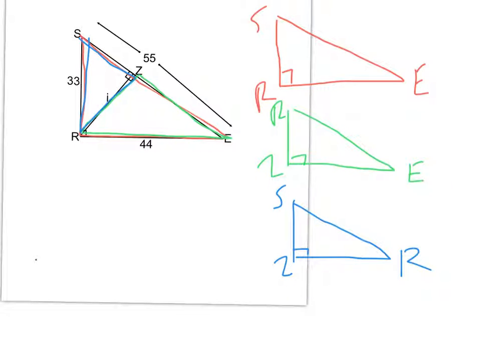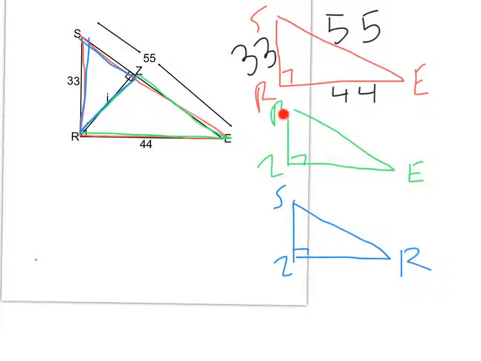Okay, so now we can go ahead and come in and add some side lengths to our triangle. I want to start with the biggest triangle because I know all the side lengths of our largest triangle here. So the side length of SR is 33. The side length of SE is 55. And RE is 44.